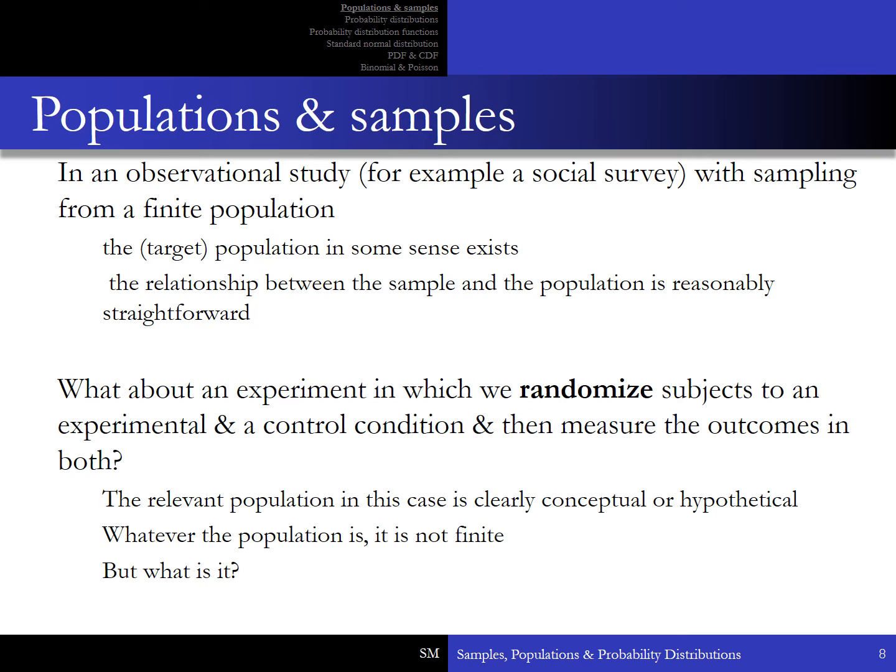What about an experiment, though? In an experiment, we may randomize subjects to an experimental and a control condition, and then measure the outcomes in both. What's the population? The relevant population in this case is clearly conceptual or hypothetical. Whatever the population is, it's certainly not finite. But what exactly is it?